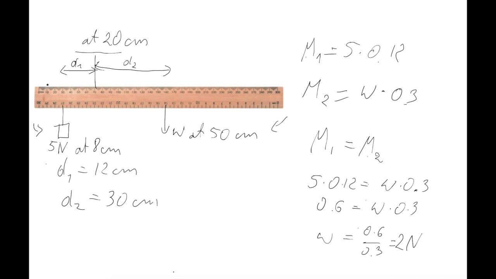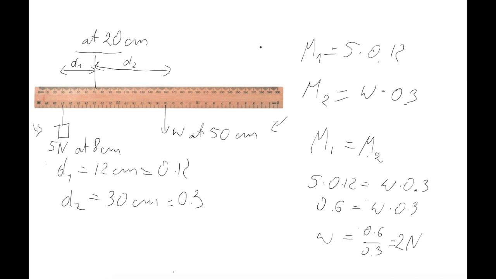Now, we're going to look at moments in this case. So moment is obviously force times distance. It's important to note that distance from the suspension point is not exactly the same as the reading from the mark. So we know that 5 newtons is suspended at 8 centimeters. So that distance d1 is equal to 12 centimeters, and in meters that will be 0.12. We also know that distance d2 between the suspension point and the point where the weight acts on the ruler is equal to 30 centimeters. So that will be 0.3.